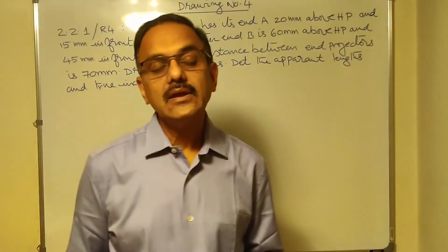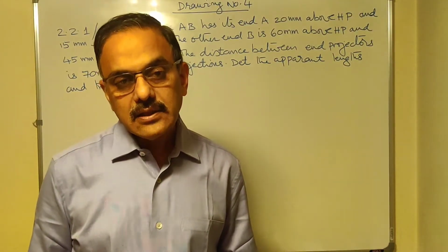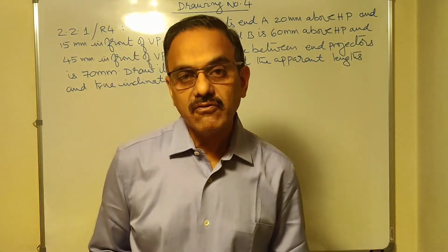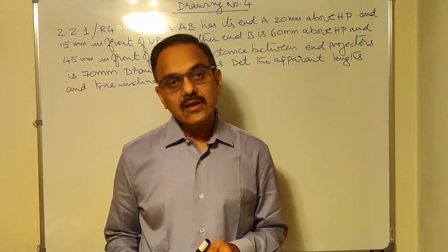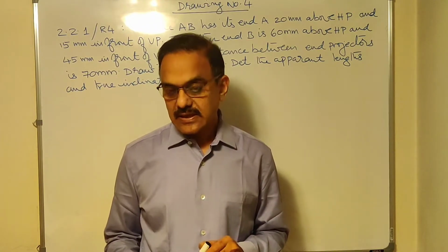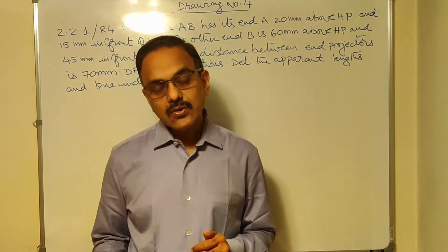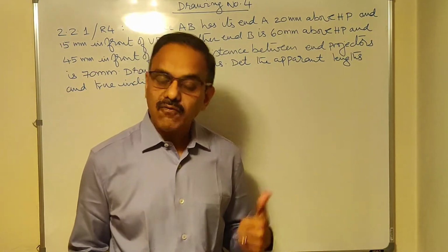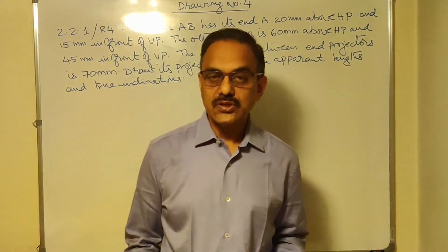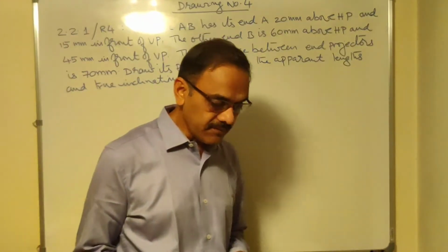Now we are coming to the last position, the ultimate position, where the line is inclined to both HP and VP. And usually the problems are asked only on this case. Those 5 positions were discussed to facilitate your understanding for this position, the position of line inclined to both HP and VP.